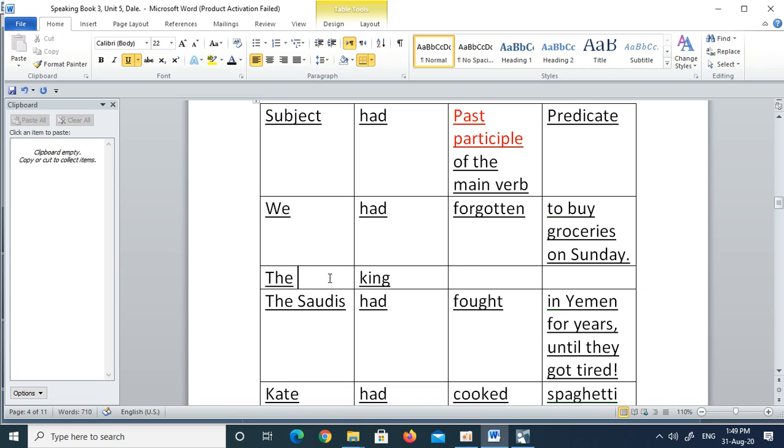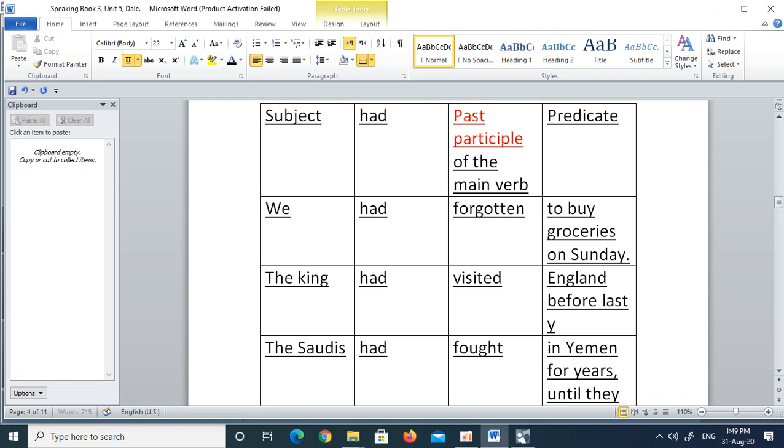Sorry. The king had... Okay, the king is our subject. Had is our auxiliary verb. Visited is the past participle of the verb to visit. And we would say the king had visited England before last year.